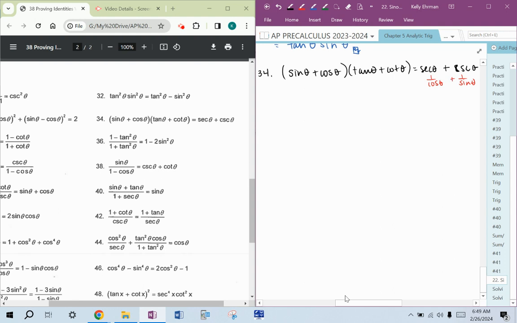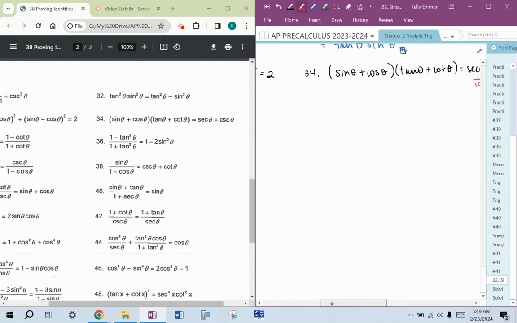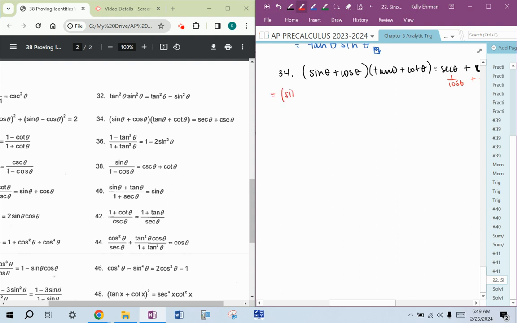Now, I want to remind you that sine theta plus cosine theta is not equal to 1. It has to be the sum of the two squares. So we can either FOIL this right now, or we've added tangent and cotangent quite a few times now. And usually when we add tangent and cotangent, it simplifies to like a really nice expression. So I think I want to start there.